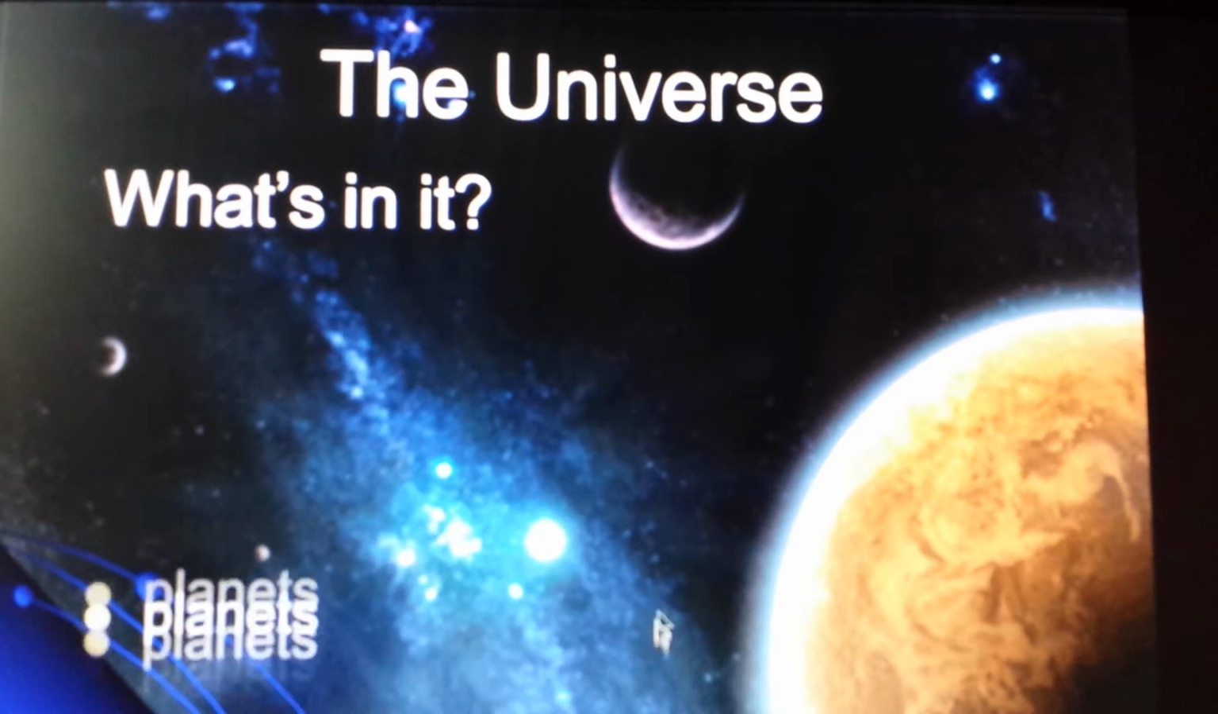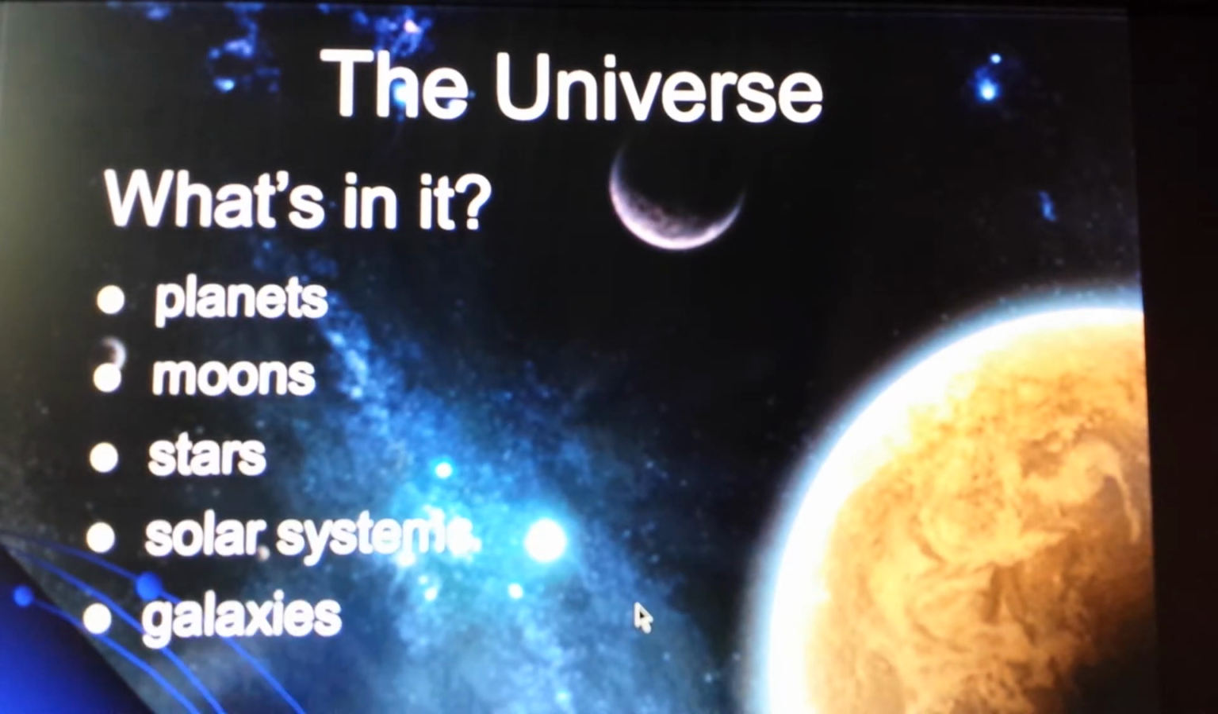Components of the universe. Universe is everything we know of, basically. So, planets, moons, stars, solar system, galaxies, nebulas, and a whole lot of empty space. As I told you guys before, space is 99.999% space. So, that's why they call it that.